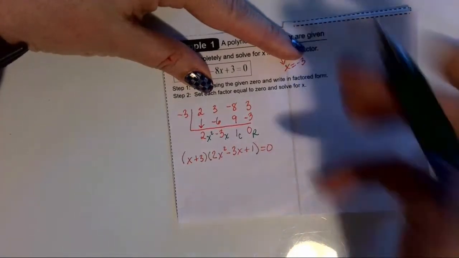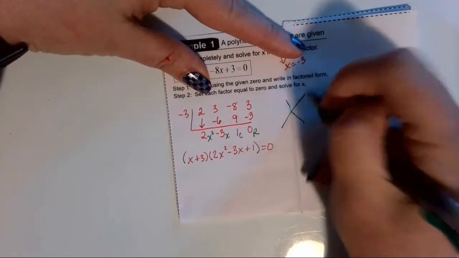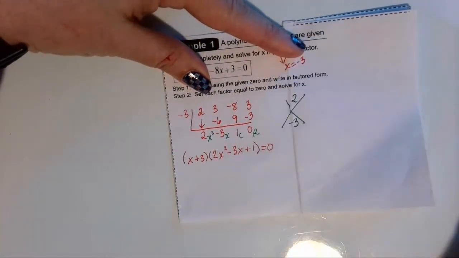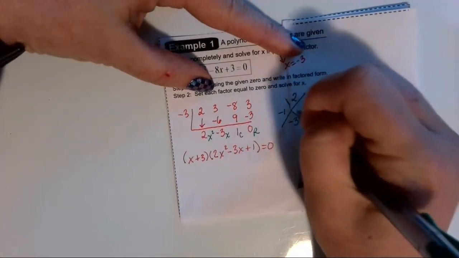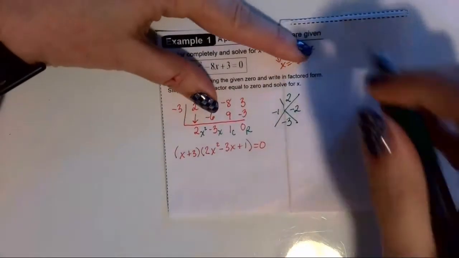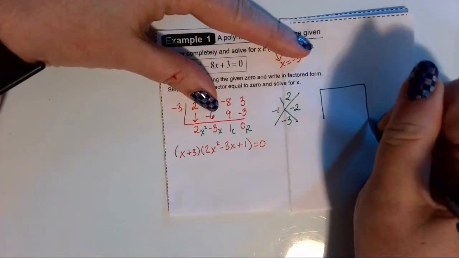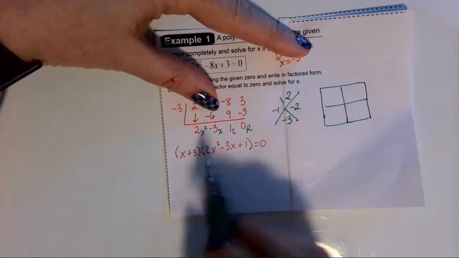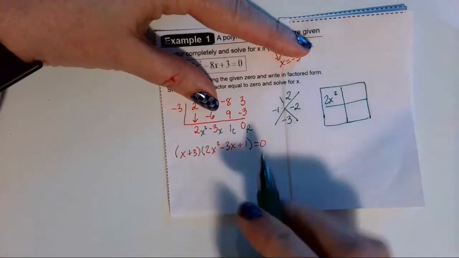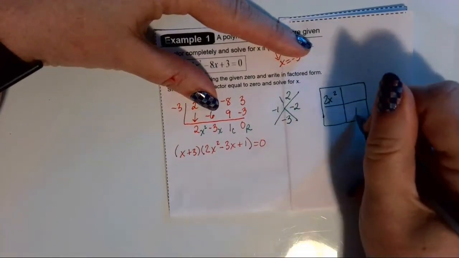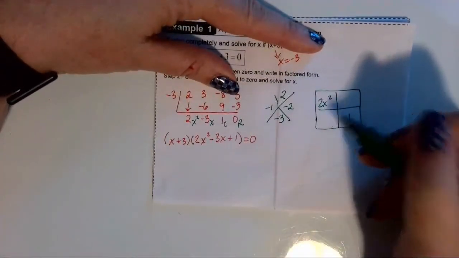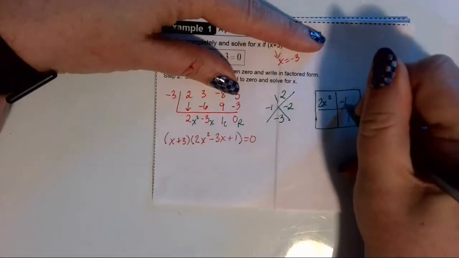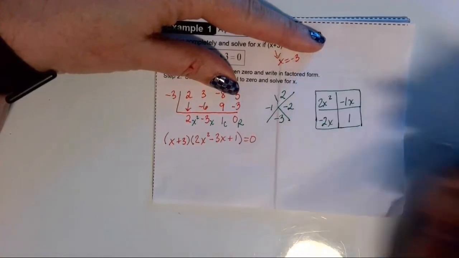So I'm going to look for factors of 2 that add to equal negative 3, and that would be negative 1 and negative 2. So then in my factor box, I'm going to put the first term in the first box, that's 2x squared. The last term, the constant, goes in the last box, that's a 1. And then the diagonal is going to get these factors that I got from the crisscross. So negative 1x and a negative 2x.